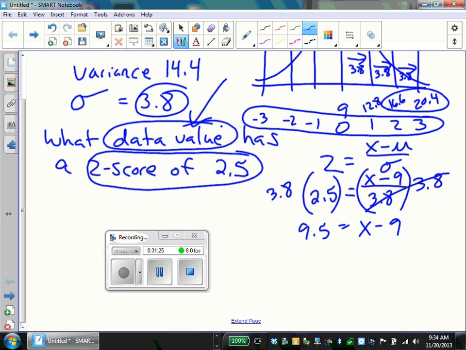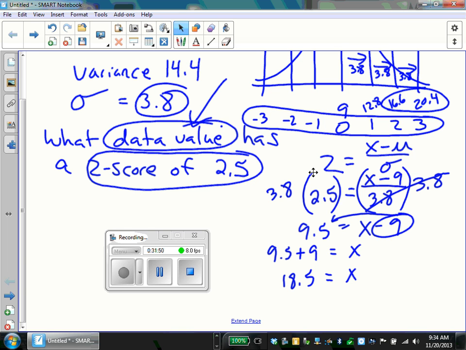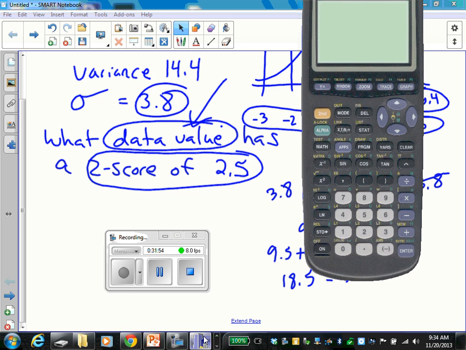How do I get x by itself? Move it over. 9.5 plus 9. So what's x? 18.5. Does it make sense that the z-score is 2.5 and that the data value would be 18.5? It'd have to be in between here. Okay? Yes? We'll look at more of those. Let's go back. Let's finish our notes.